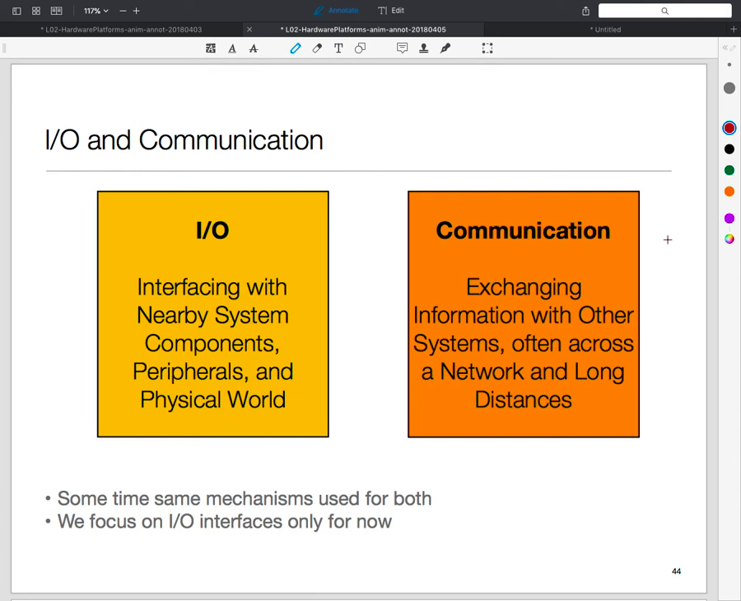So like your Bluetooth radio sometimes is used to connect a sensor to your phone, but it can also be used to exchange files between 2 phones. Okay, so sometimes similar techniques get used. So for now, I'm going to focus more on the I/O side of the story.